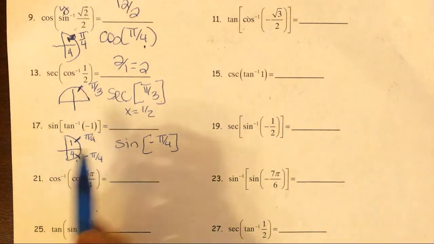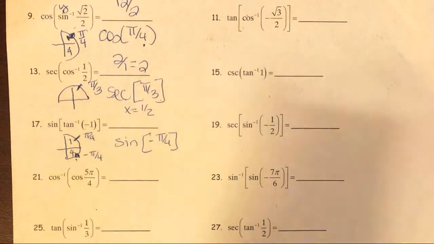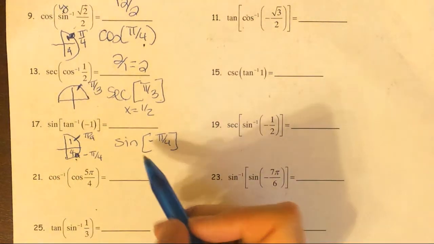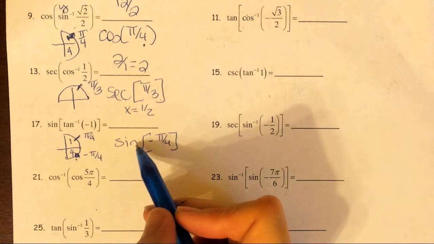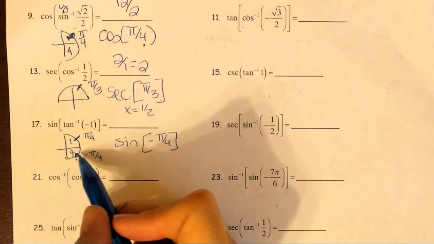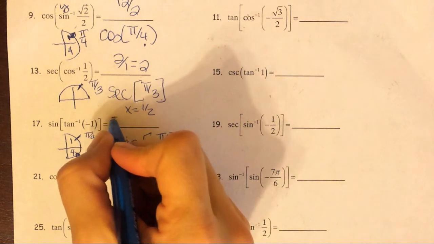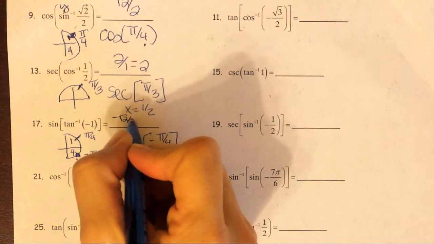And now they want me to go to negative pi over 4 on my circle, which is right here in quadrant 4. And they want me to write down the sine value, which is y. So down here at negative pi over 4, the y value is negative root 2 over 2.